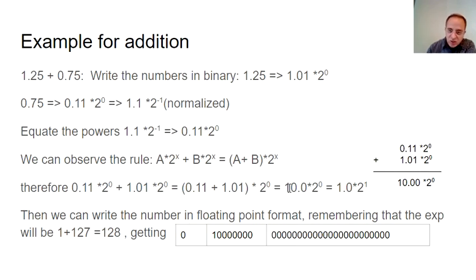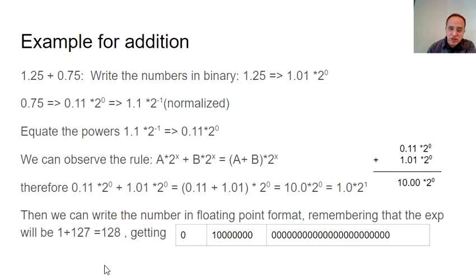So here's where I got that number. Just again, it's 0.11 times 2 to the 0th plus 1.01 times 2 to the 0th, and I add those 2 numbers. That's my A and my B, and I leave the power, and I get 10.00 in my case times 2 to the 0th. But if I normalize it, I move the decimal point to the left, and it becomes 1.0 times 2 to the 1. So how am I going to write that in a 32-bit floating point number in a MIPS architecture?